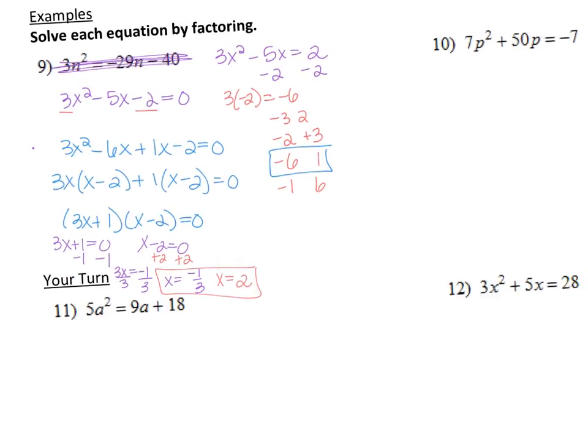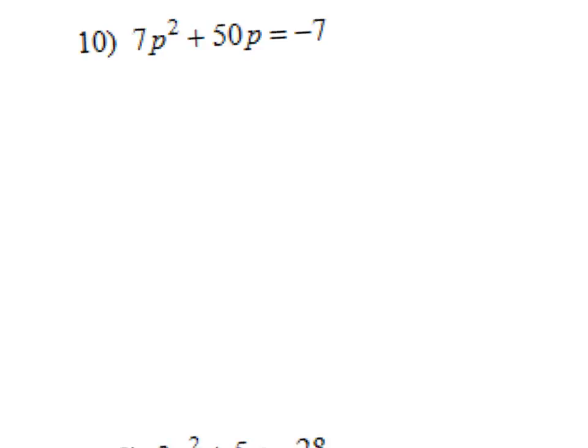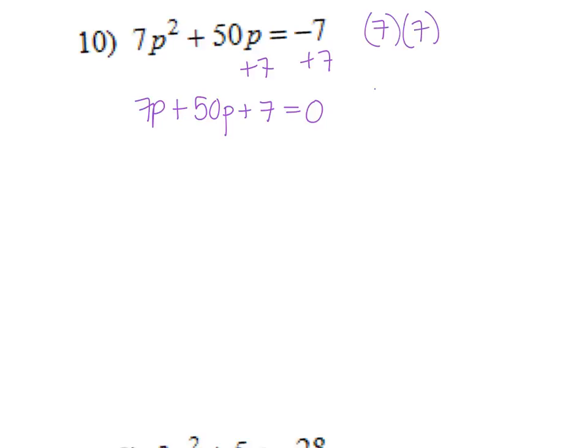Let's do that one more time. So for number 10, we're going to add 7 to each side to get my numbers all on one side. So I have 7p squared plus 50p plus 7 equals 0. Now, let's do my first step. I'm going to have 7, my a, times my c. So 7 times 7 equals 49. What are 2 factors of 49 that add up to 50? Well, I have 49 and 1, and 7 and 7. And only 49 and 1 equals 50.